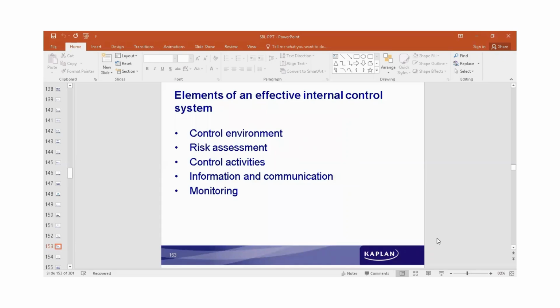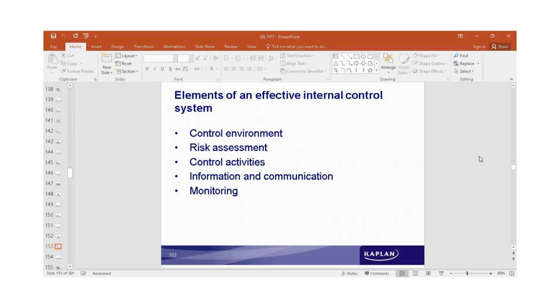The framework that is given by COSO has 5 components: the internal environment, the risk assessment, control activities, information and communication, and monitoring. So study the internal environment thoroughly: who are they, what are the policies and procedures, what is the responsibility of each of them, what is the seriousness of the management, and what are the employees' moral and ethical standards, etc. So everything about the internal environment should be studied first.